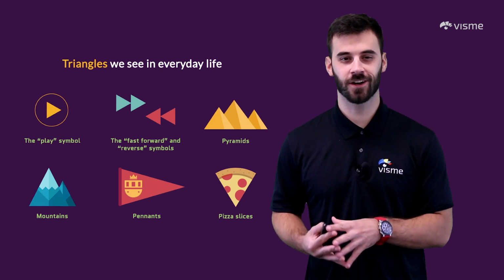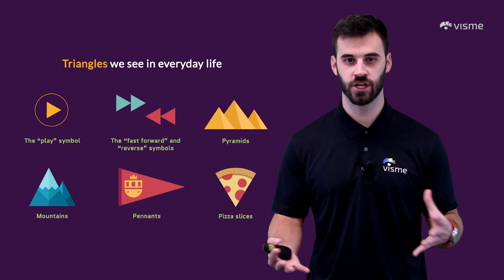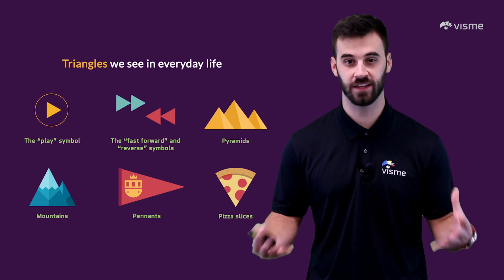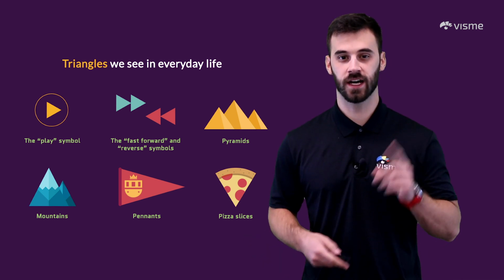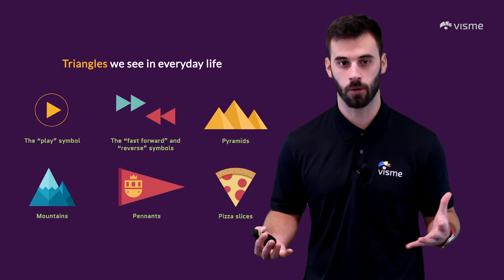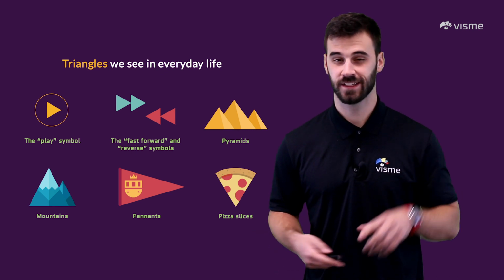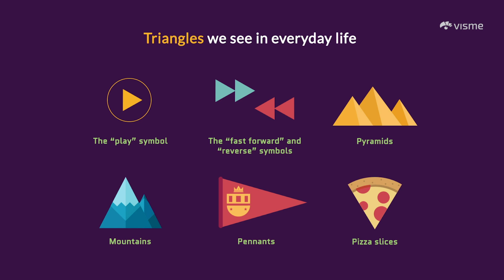Now, triangles are slightly more tricky than our other geometric shapes. Their meanings are completely dependent on their position and their point direction. If a triangle points up, it represents stability and power. If a triangle points down, it has an unstable meaning. As with our other shapes, we see triangles throughout our daily tasks. You'll see them when playing music or videos. You'll see them in nature with mountains and pyramids, or you'll even see them in your local pizza shop.